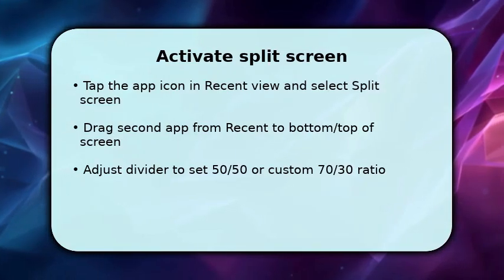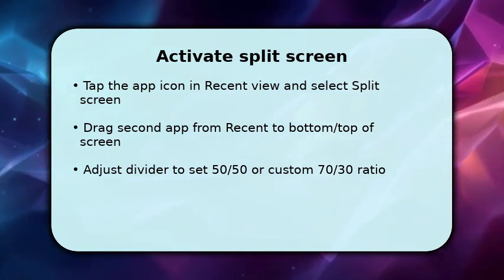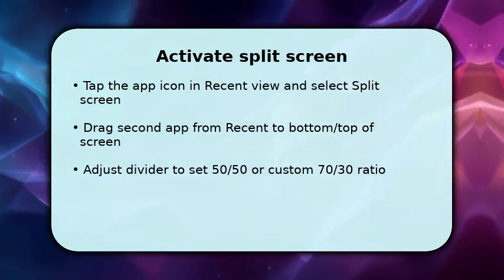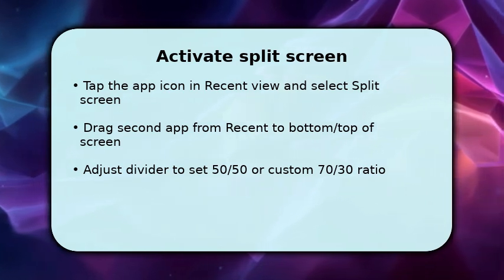You now create the split. In Recent View, tap the first app's icon and choose Split Screen. That anchors it to one half of the display. Then select or drag the second app into the other half from Recent or the app drawer.